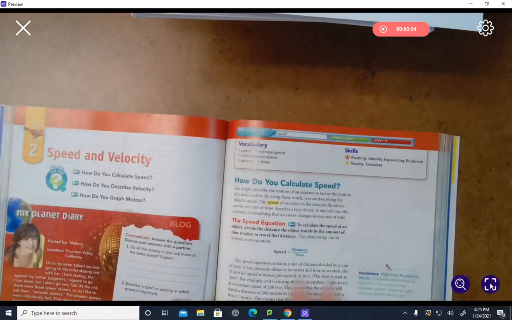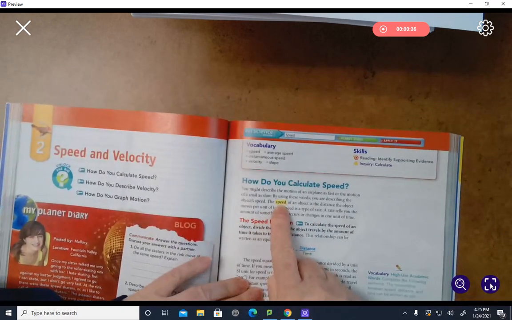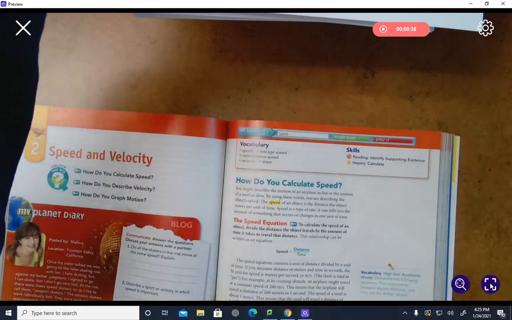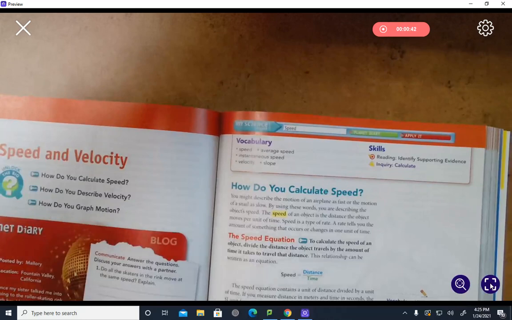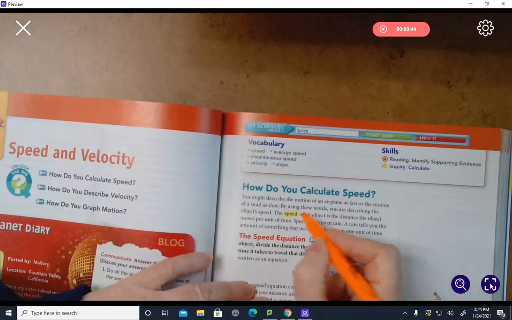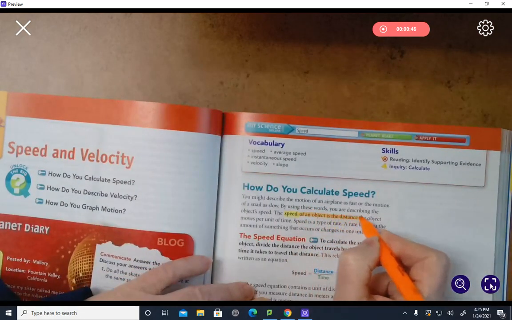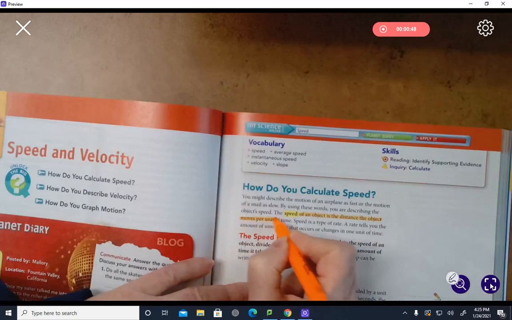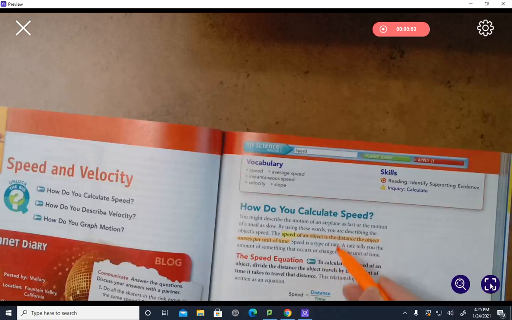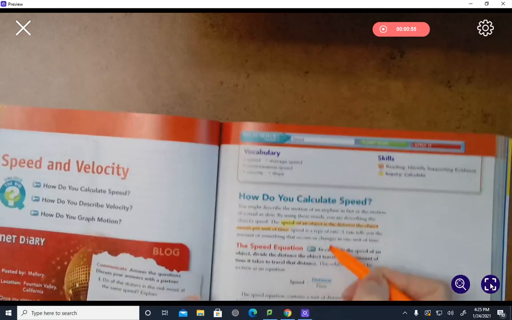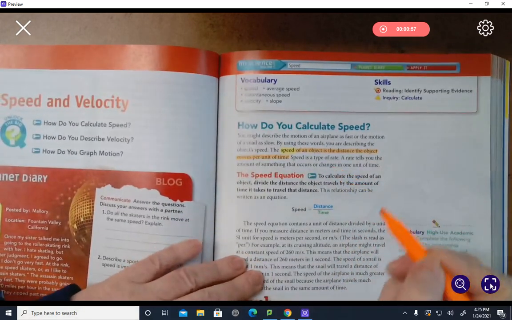So after you've read this, you always know that you highlight the bold words. I'm going to get a little closer here for you, and you can find the definition of the word speed. The speed of an object is the distance the object moves in a unit of time. It is a type of rate. And then this goes on to tell you the key idea here is how you calculate that.